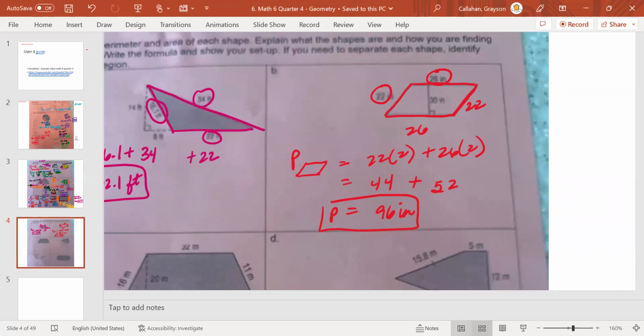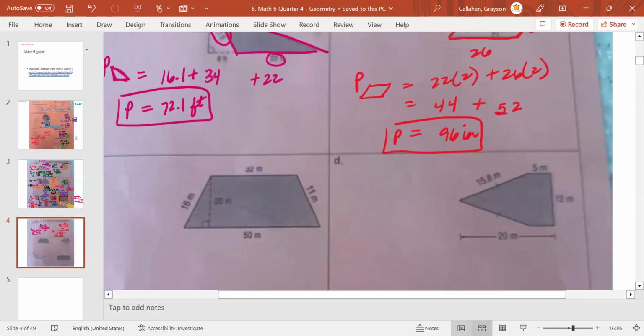172. I didn't get that. I got 22 times 2 is 44. 26 times 2 is 52. So 44 plus 52. No, why would I square it? I will not square it. The only reason I have 2 there is because there are 2 sides. It's times 2. Okay?